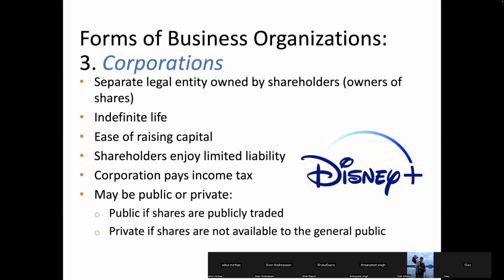But it could also be private. If you think about Twitter, Twitter used to be a public company, but it was purchased by Musk. So now he's the only shareholder. He made it a private company. So if you want to buy shares of X, you are not able to, because it's not publicly traded.